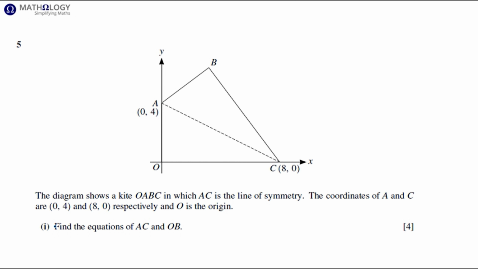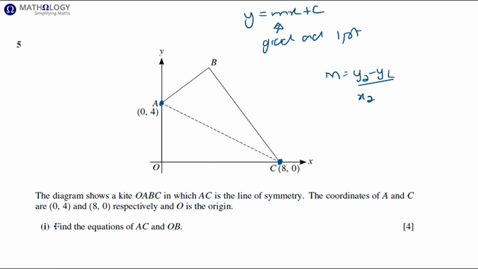Okay, to determine the equation of a straight line, which is given by y equals mx plus c, we need to know the gradient and one point that lies on the line. So to find the equation of AC, we've got the coordinates of the two points A and C, so we can find the gradient. m equals y2 minus y1 over x2 minus x1. Once you've got the gradient, we can then use either of the points A or C to then determine the equation of AC.